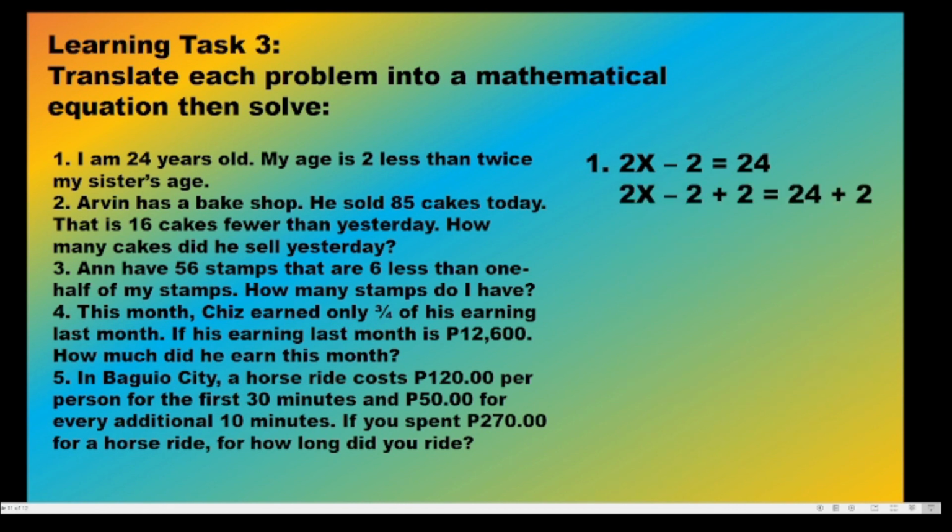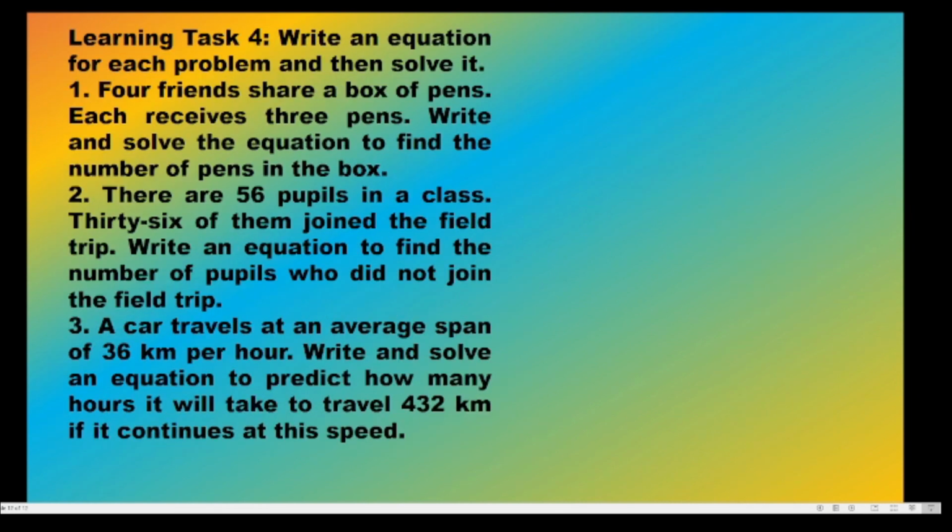Then that is negative 2. We need to add positive 2 to both sides. Then we have 2x is equal to 26. We get it from 24 plus 2. And we need to cancel negative 2 and positive 2. So we have remaining 2x is equal to 26. Then to remove 2 from x, we need 26 divided by 2. Then our answer now is 30.